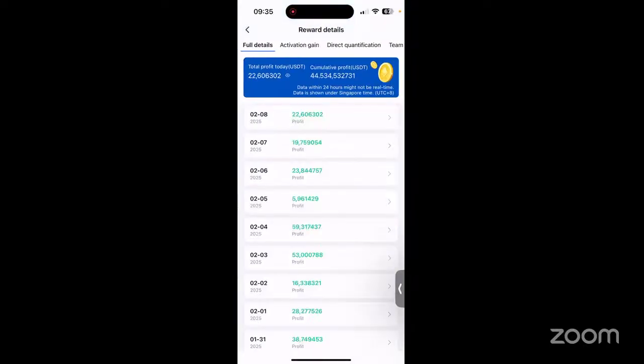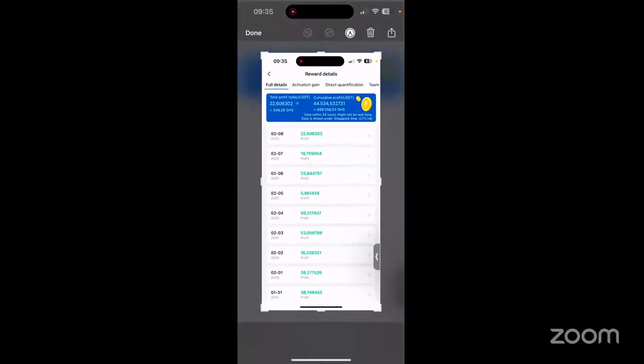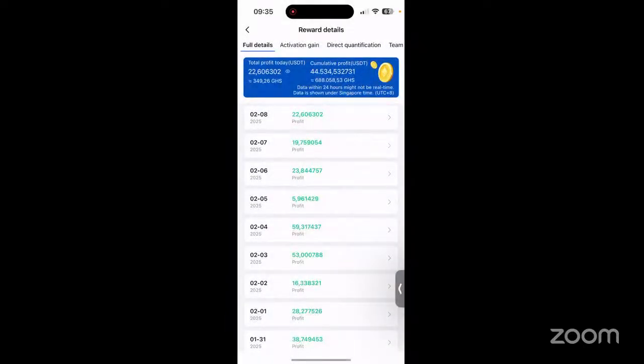Let's go to reward details. So under the reward details, you see full details, activation gain, direct, and team. Now let us go to full details. So I'll break everything down.